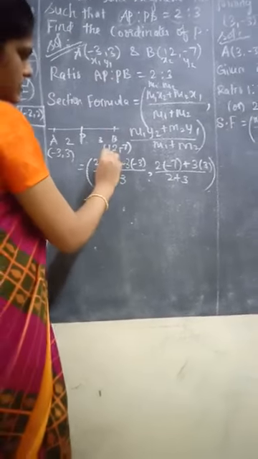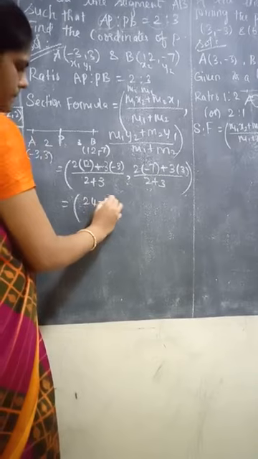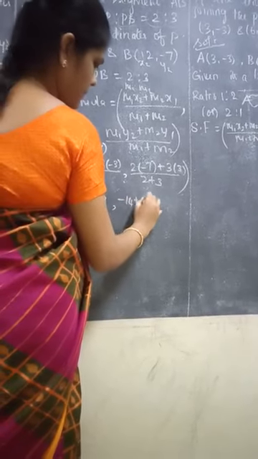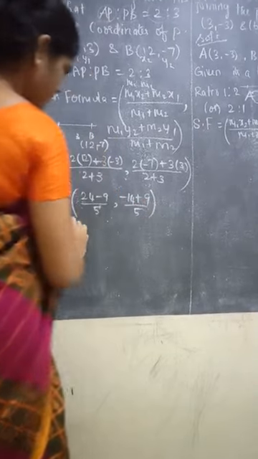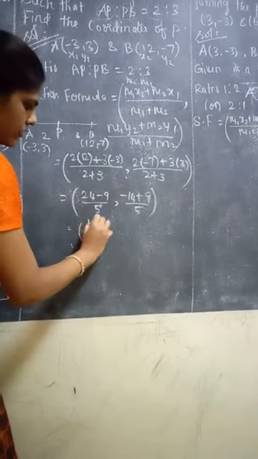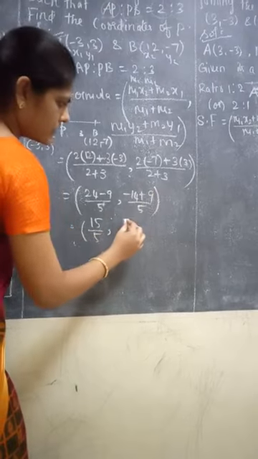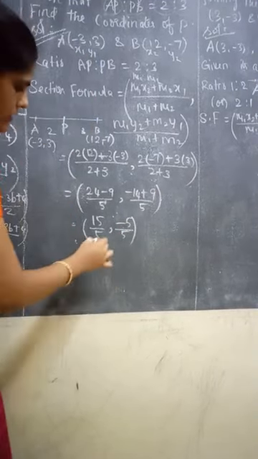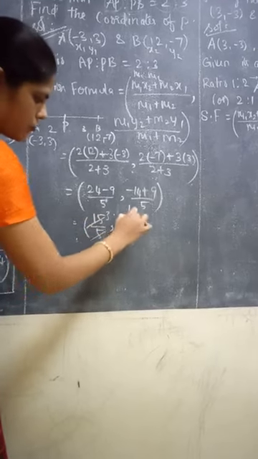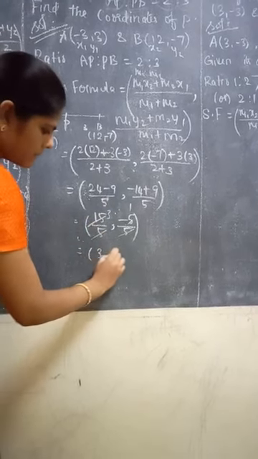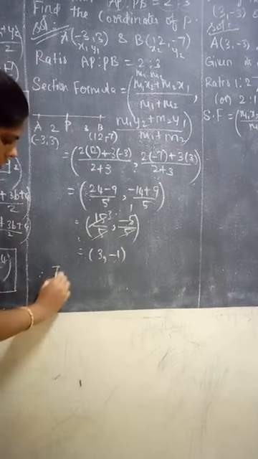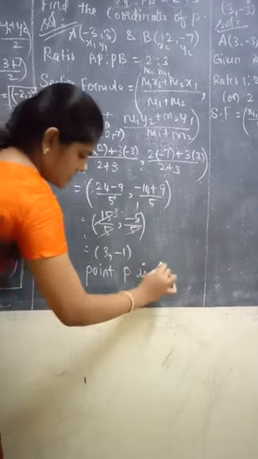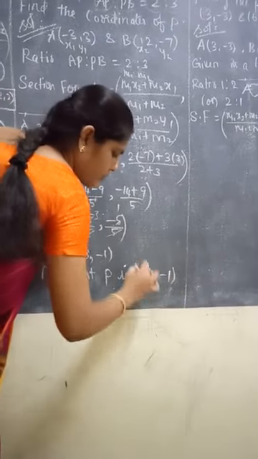Next, 24 minus 9 by 5. Here minus 14 plus 9 by 5. Here 15 by 5. Here minus 5 by 5. 1 time 3, 3 times. Here 1 time. So 3 comma minus 1. So therefore the point P is 3 comma minus 1.